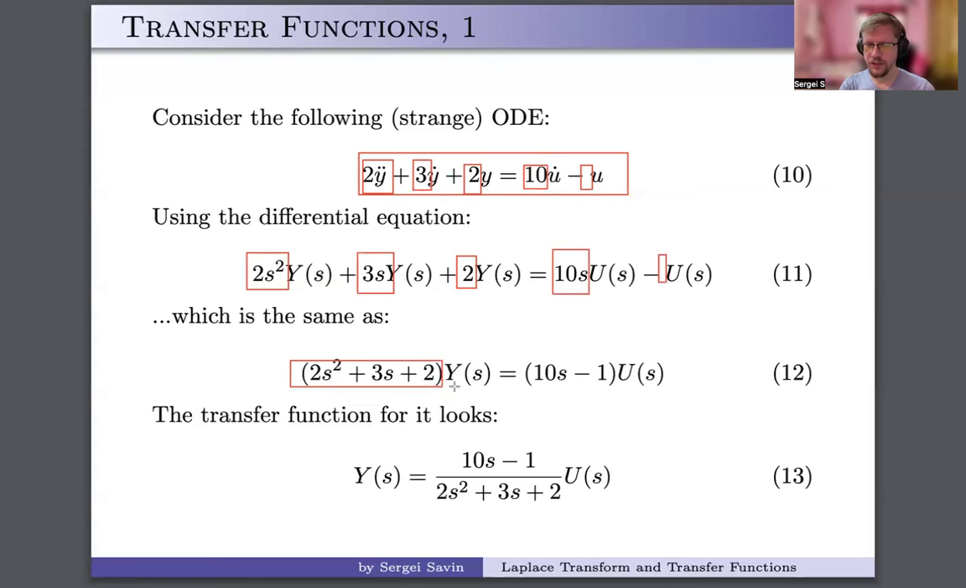You get this on the left hand side, this on the right hand side. And you can again isolate y on the left hand side. And you get now this fraction: 10s minus 1 divided by 2s squared plus 3s plus 2. Now this transfer function has both numerator and denominator, and both of them contain s. This is quite normal, and this shows you that transfer function can encode more than simple ordinary differential equations.